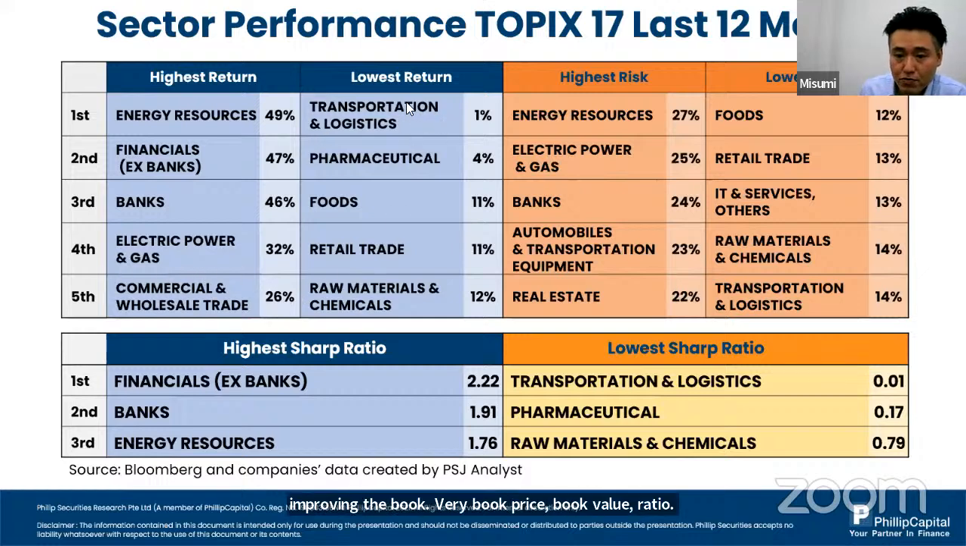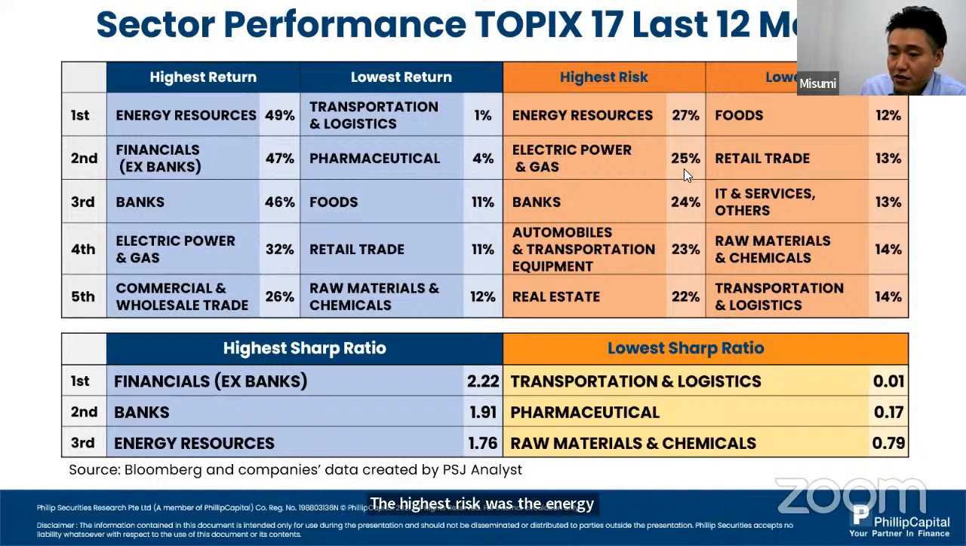Lowest return was transportation logistics because of scarcity of human resources, and pharmaceuticals is also a negative rebound from the coronavirus. Food is also not bad performing. Retail trade is also less performing, but it's still 11%. It's maybe average. The highest risk was the energy resources.